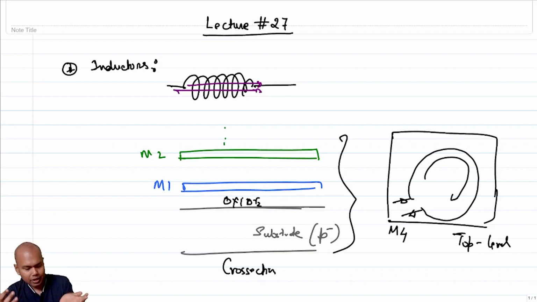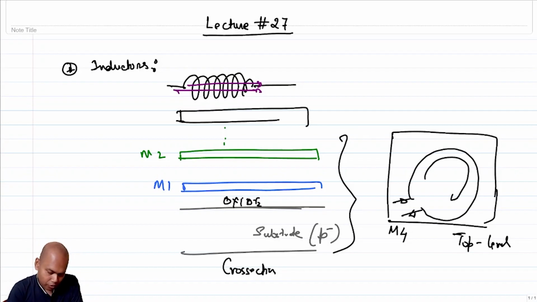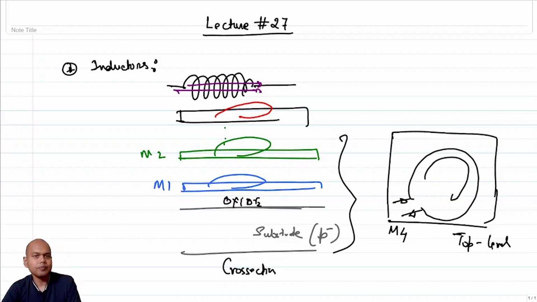Now you might say, hey, what's the problem? Why are you saying that I can do only planar? Because if I have so many metal layers, maybe I can have one of these loops here, I can have another loop here, I can have another loop here, and then connect them via vias, right?